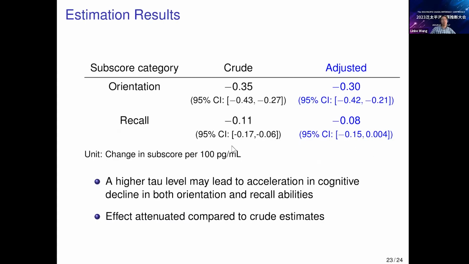So here are the estimation results from our method. After adjusting for this unmeasured confounder U, you can see that the adjusted effects still have the same direction, which means that a higher tau protein level still leads to acceleration in cognitive decline in both the orientation and the recall abilities. But if you compare these adjusted estimates to the crude estimates, you can see that these effects are attenuated, and this is because of the adjustment for the unmeasured confounding.